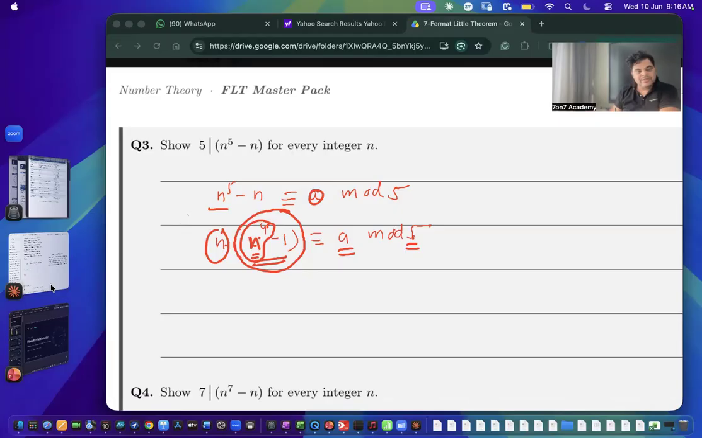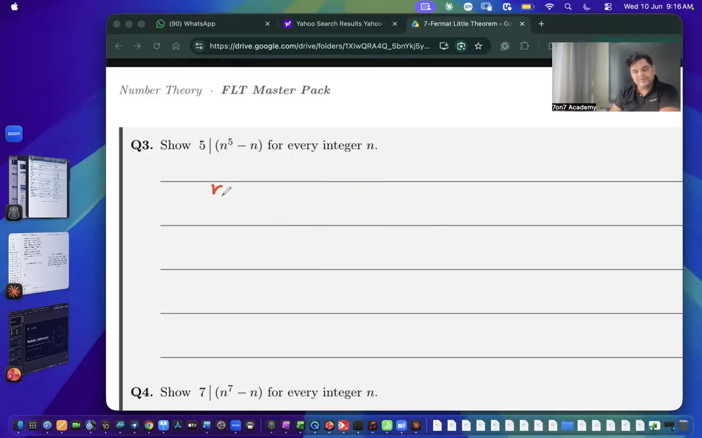So see, what I was trying to say: if I take n out, then I'll get n raised to 4 minus 1, congruent to a mod 5. So my logic is, if this is co-prime with this, and the power is one lesser, then the Fermat little theorem is applicable here. If Fermat's little theorem is applicable, then that would give you 1. So n to the power of 4 is 1, and 1 minus 1 is 0, it will give.